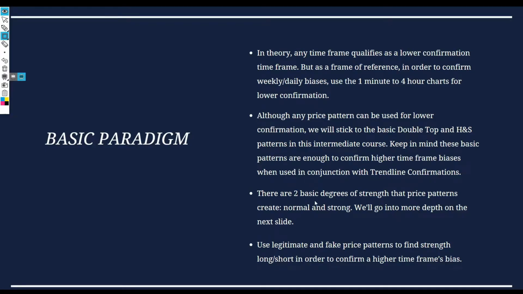There are 2 basic degrees of strength that price patterns create, normal and strong. We'll go into more depth on the next slide. Now let me show you how we get normal strength. Let's say there was a legitimate double top. A legitimate double top innately shows normal short strength.